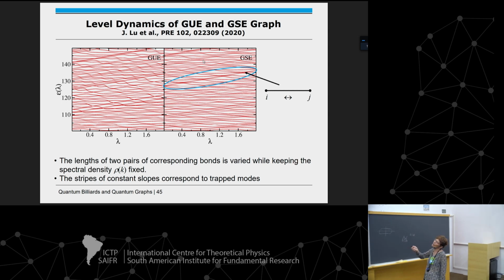I mean, you cannot look at one fixed value of lambda. If you cut this out, then you will have missing levels in your sequence, and then you will see deviations from what you would expect for GOE or GSE or GUE.